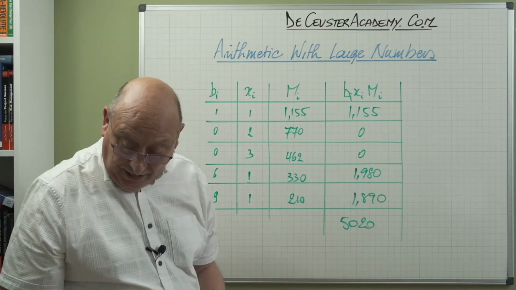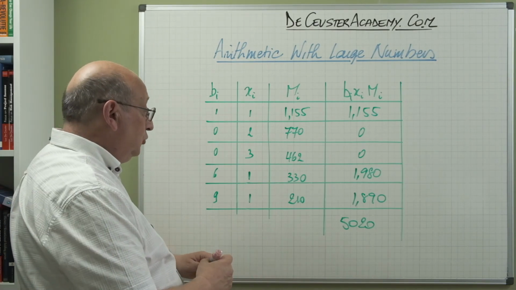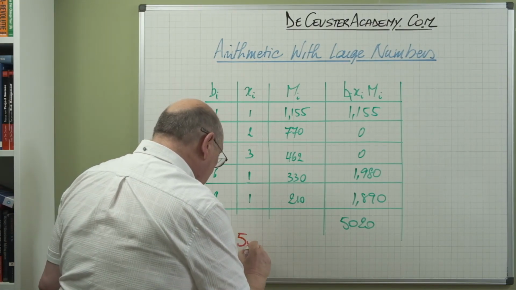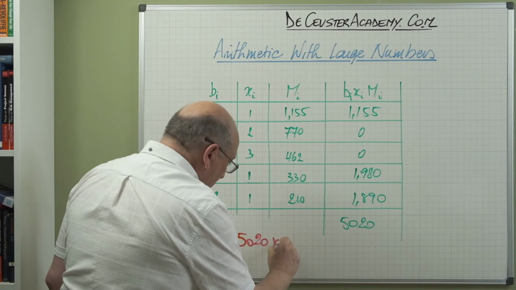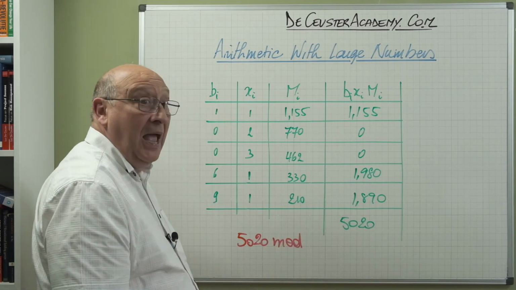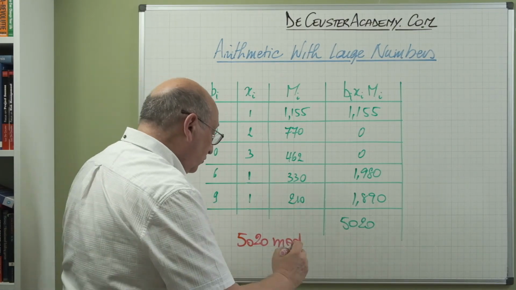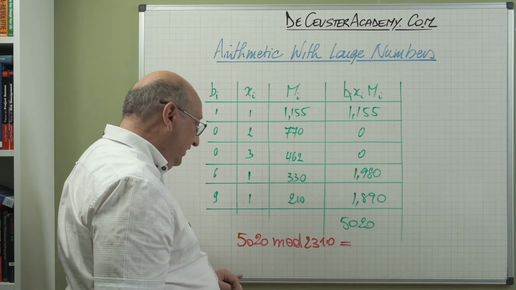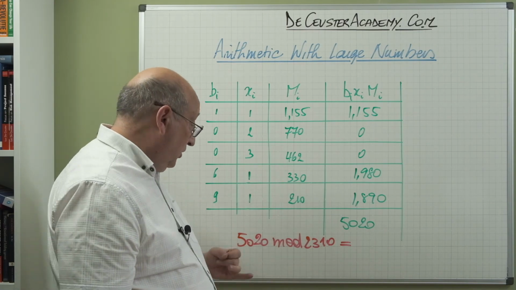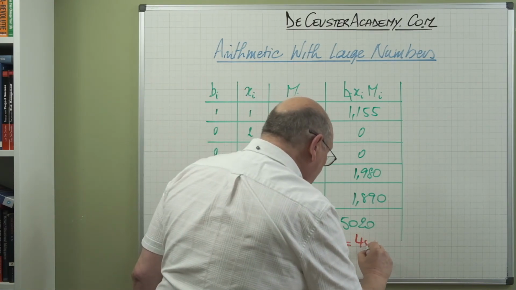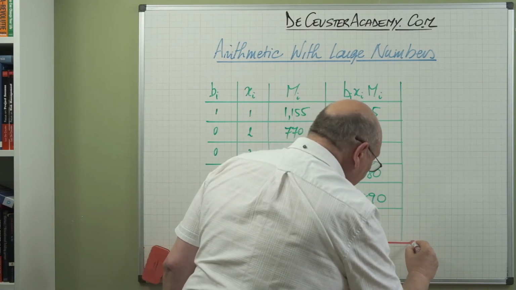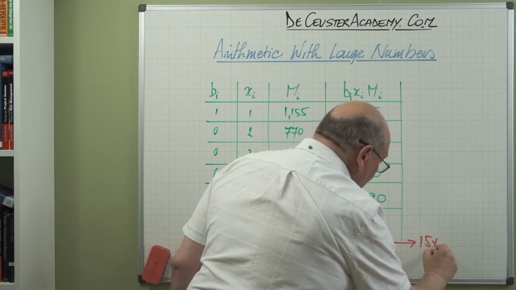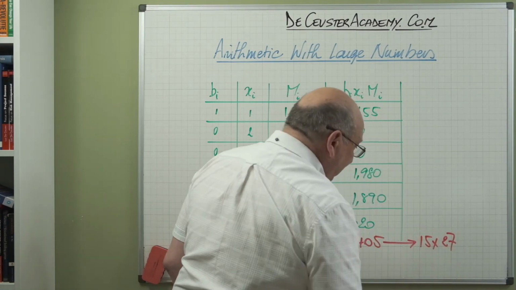Now what we have to write here is that our solution is 5020 modulus m, and m is 2310. So basically this means that our result is 405, and when we verify this, this is 15 times 27.